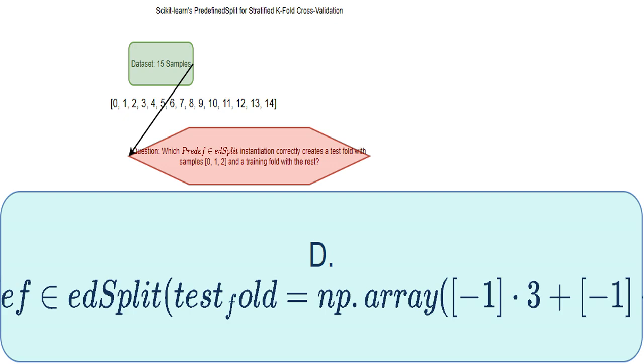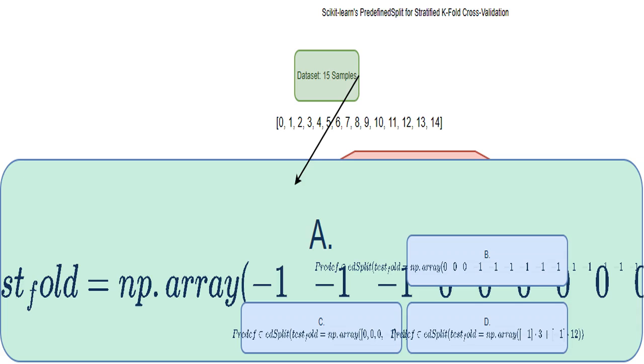This is incorrect. Here, the first 3 samples are assigned to the training set, -1, and the rest to the testing set, 0. That's the opposite of what the question wants.